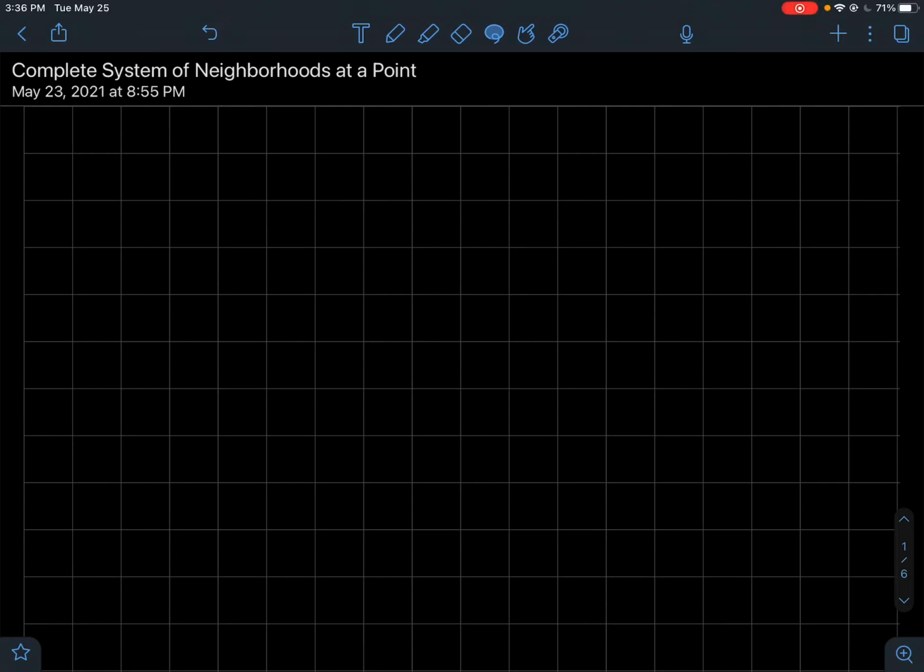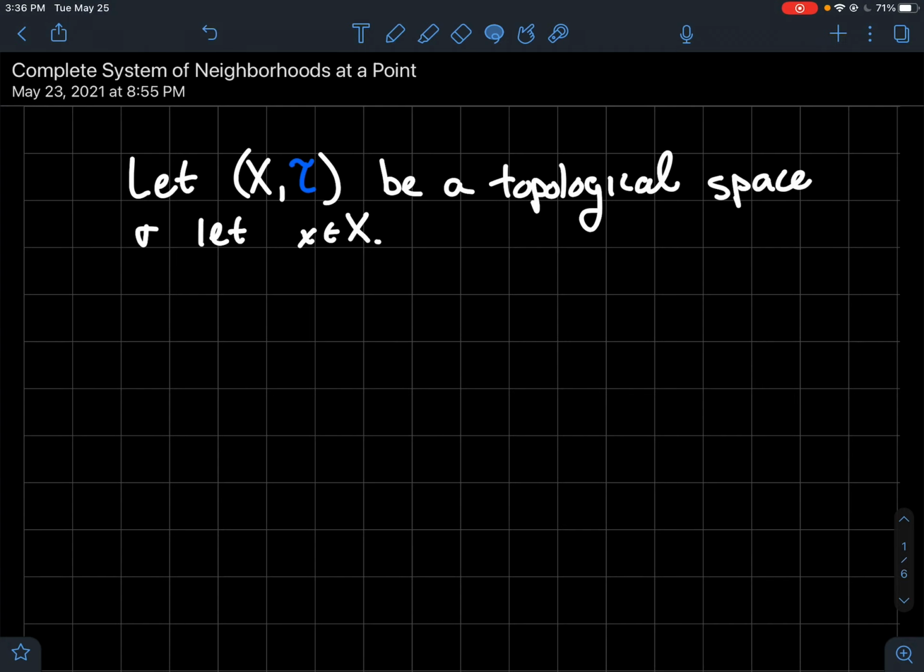In this video, we're going to talk about a complete system of neighborhoods for a point, or at a point, in a topological space. So the usual setup where X is a set and T is a topology on that set. Together that pair we'll call a topological space. And now let's let little x be an element of the set X.